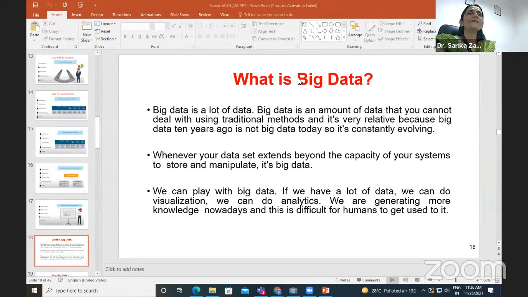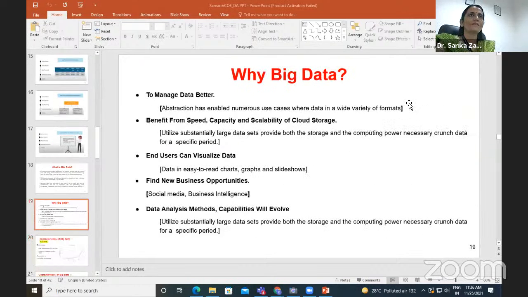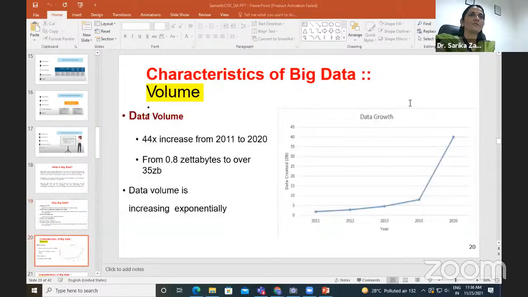Why did big data come into the market? Because of the internet. Why did the internet come into the market? You know that very well, right? So I'm not going to teach you this big data because you know everything.